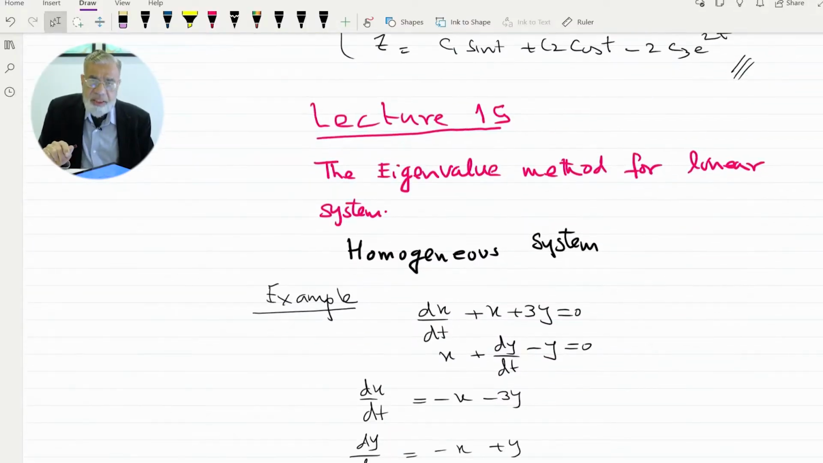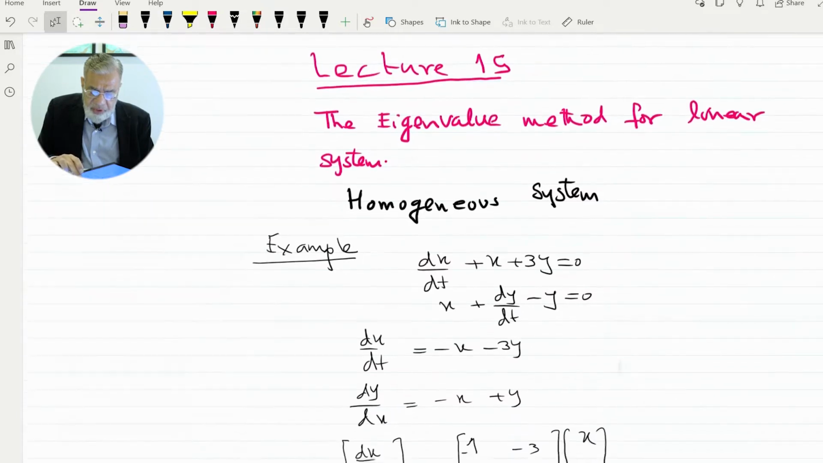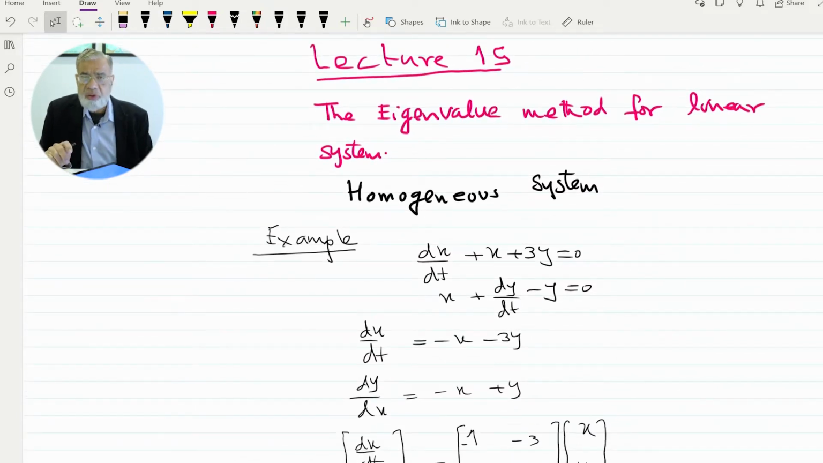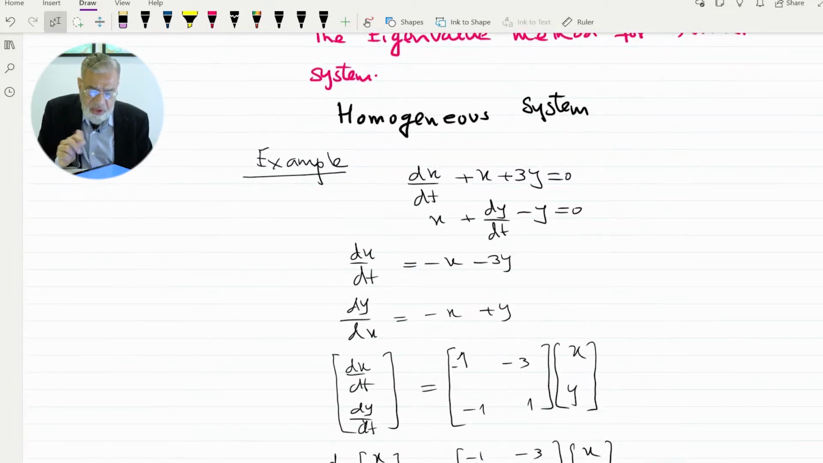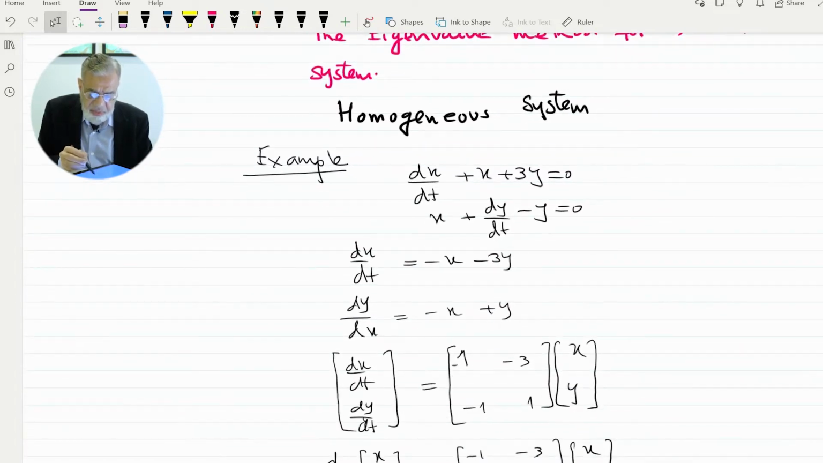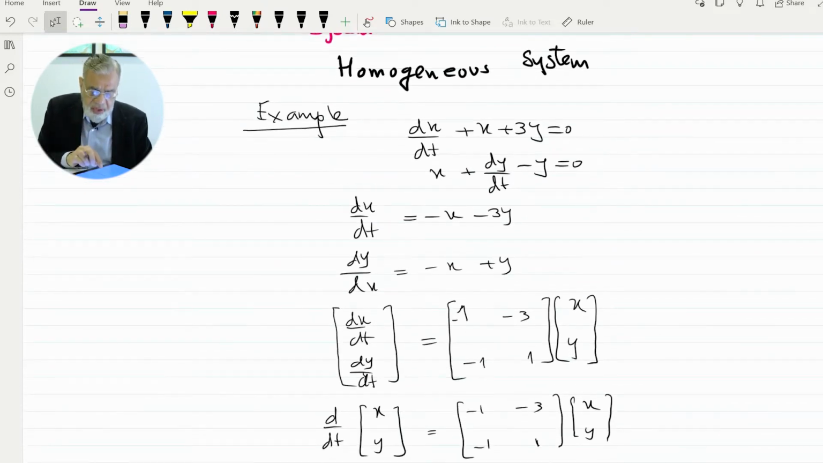We have dx/dt + x + 3y = 0 and x + dy/dt - y = 0. Now we rewrite this and take dx/dt and dy/dt on the left hand side and all other terms on the right hand side. So we get dx/dt = -x - 3y and dy/dt = -x + y. Using matrix multiplication, we can write this in matrix form. One matrix becomes the column matrix of dx/dt and dy/dt, equal to the coefficient matrix with entries -1, -3, -1 and 1, multiplied by the unknowns x and y.